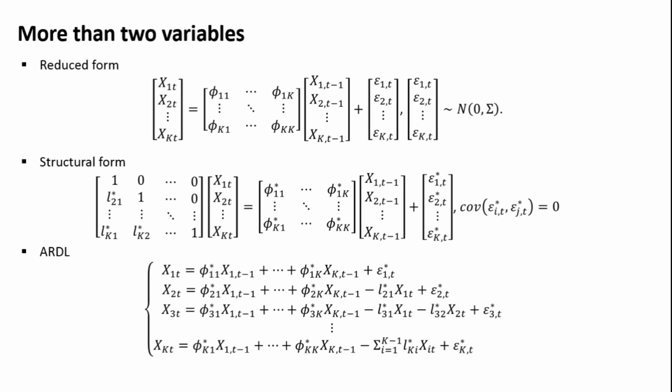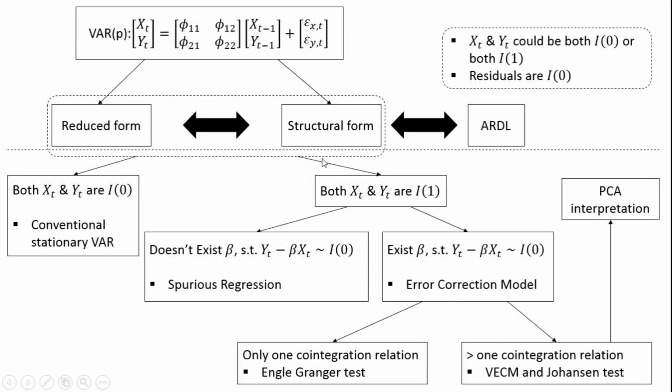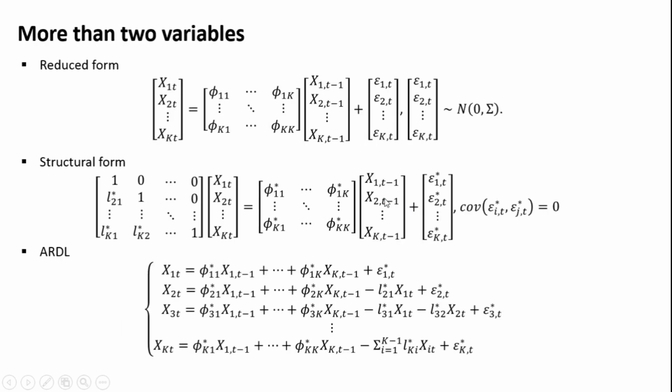So we have a structural form of VAR, which is a situation in which all our variables, x1 and x2, are integrated of order 1. We have a structural form of VAR that is given on your screen. And in this case, we talk about autoregressive distributed lags in our models.